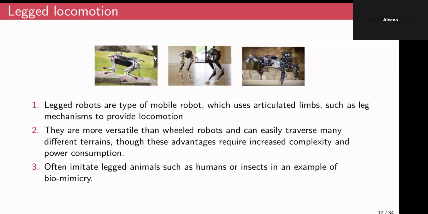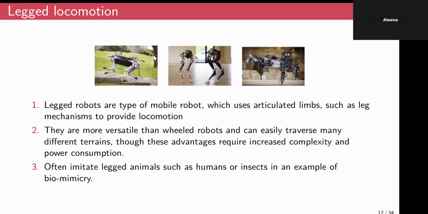This would mimic how an insect would locomote. They have a very peculiar pattern of locomotion in the case of an insect, right? Because their diagonal legs are always synchronized, depending on the speed at which they are moving. So the key defining characteristic of legged robots is that they are a type of mobile robot which uses articulated limbs, such as leg mechanisms, to provide locomotion.